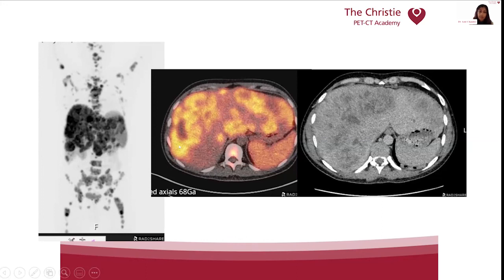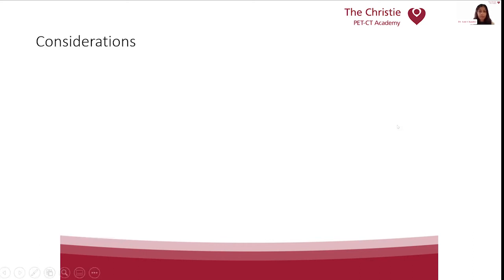When we looked at this, there's a photopenic area there, but that actually correlated with necrosis rather than tumor. And you can see on the CT that there are necrotic regions. But in patients where the disease is poorly tracer positive, you can have uptake in the background liver, which is greater than the lesions. And you have to be sure that that's not the case, that there is actual tracer uptake within the lesions, because otherwise you will treat them without any clinical benefit and also put them at high risk of liver failure. So that is important.